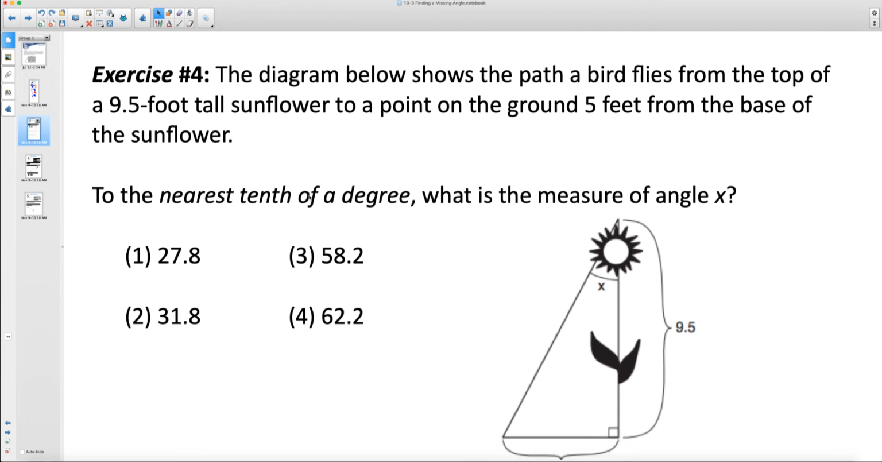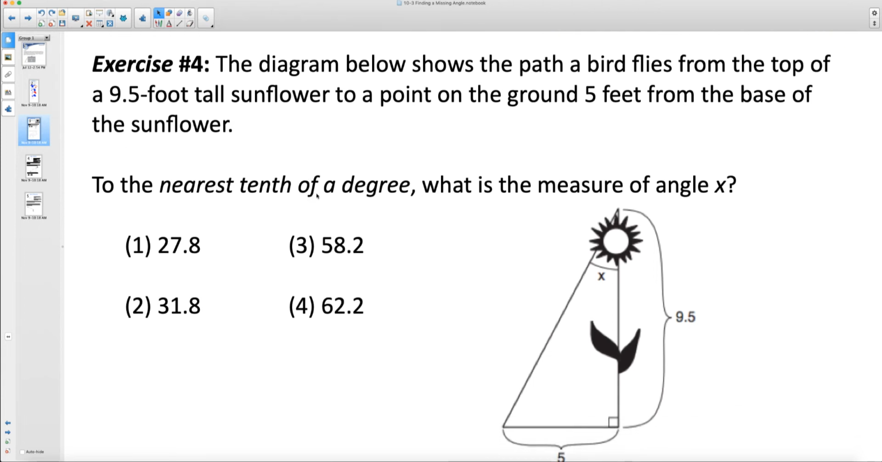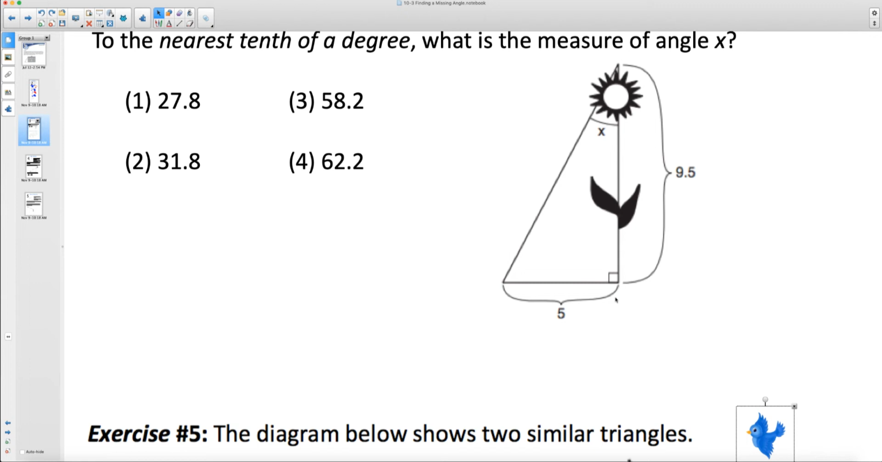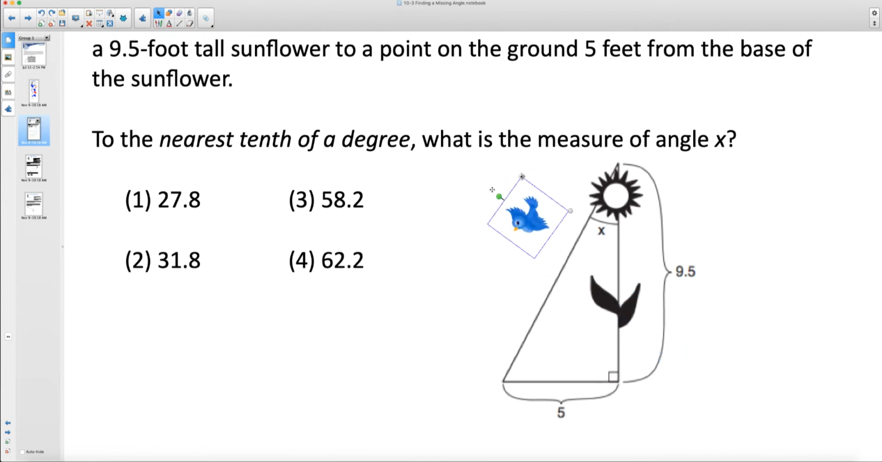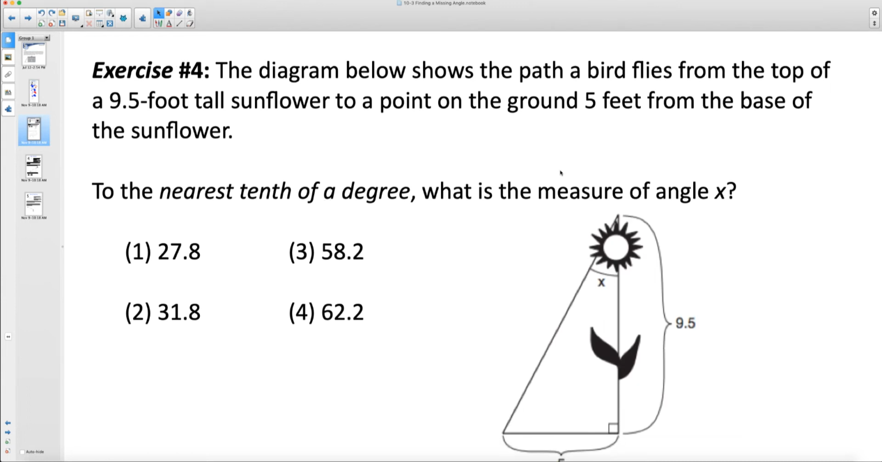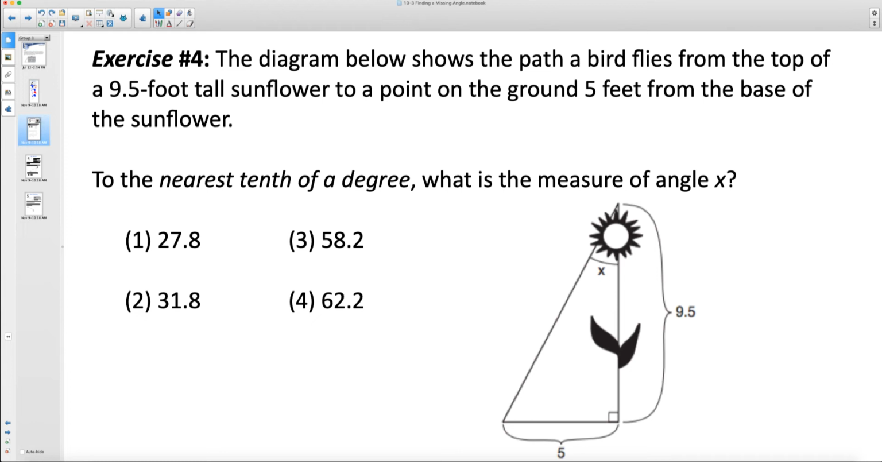So we have a diagram here. It's showing the path of a bird that flies from the top of a sunflower to a point on the ground. Okay, hold on. We have to get some cool diagrams here. Get a little bird going here. So we got a bird flying to the ground. Okay, so we have a bird flying to the ground, and we need to find the measure of the angle x.